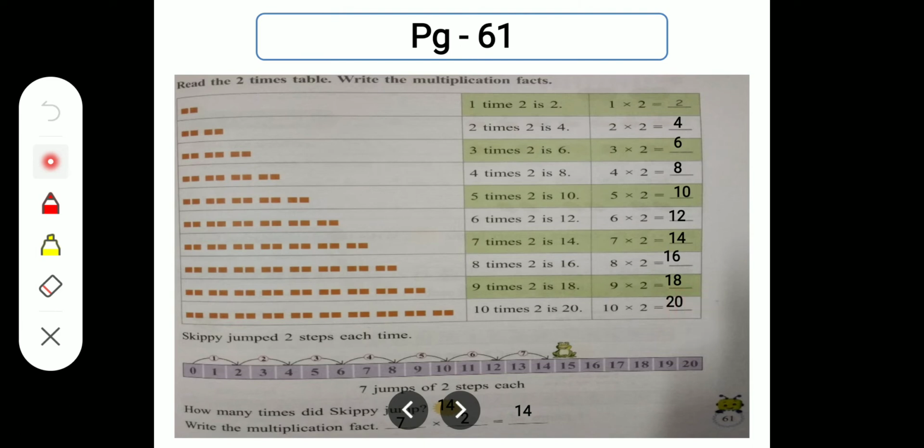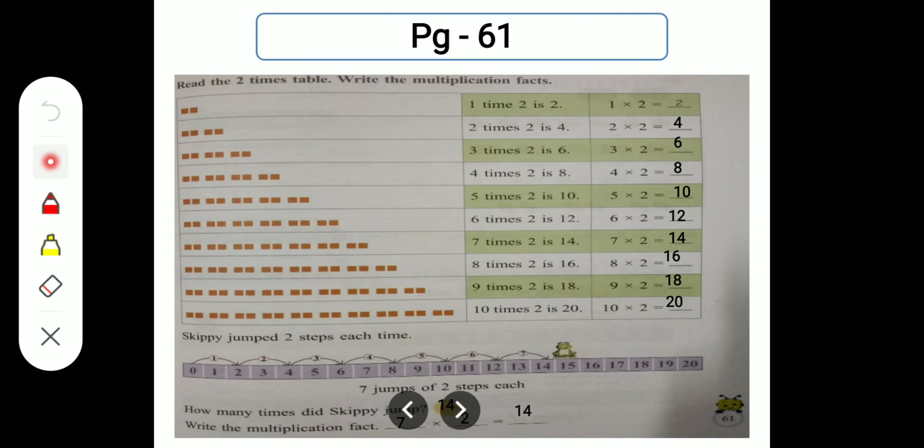Now, Skippy jumped 2 steps each time. So, 0 to 2 is the first step. 2 to 4 is the second step. 4 to 6 is the third step. 6 to 8 is the fourth step. 8 to 10 is the fifth step. 10 to 12 is the sixth step. And 12 to 14 is the seventh step. So 7 jumps of 2 steps.